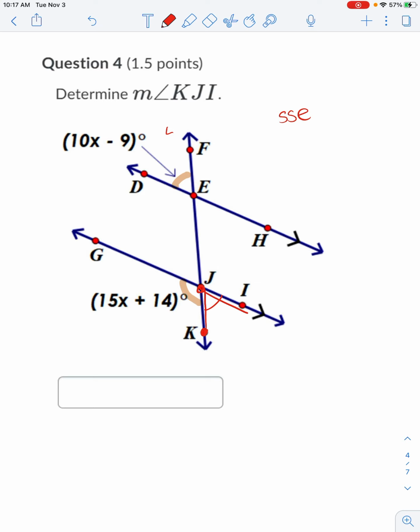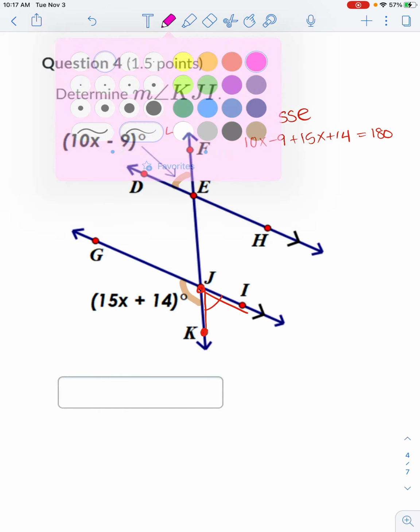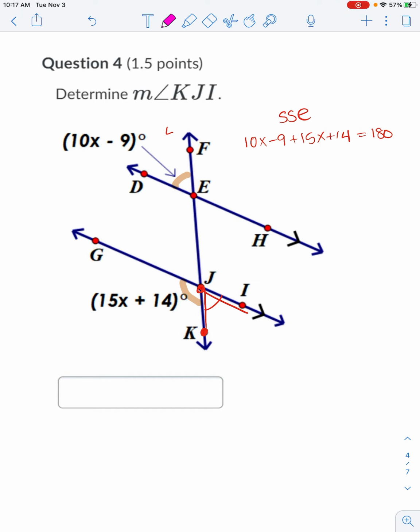So instead of setting them equal, now I'm going to sum them. So 10x minus 9 plus 15x plus 14 equals 180 since they're supplementary. So now I'm going to simplify this. I want to start by simplifying the left side of the equation by combining like terms. So 10x plus 15x is 25x. Then we've got a positive 14 and a negative 9. So 14 minus 9 is a positive 5 equals 180.